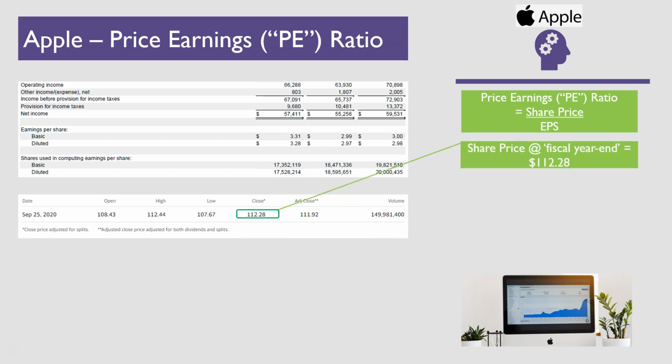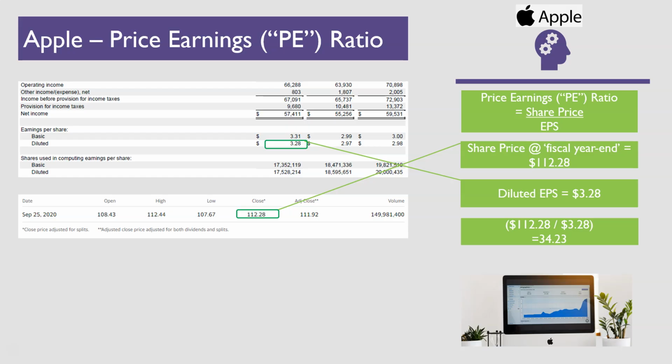Here, we'll start with the share price at the fiscal year end for Apple, which closed at $112.28. And then here we have the diluted earnings per share of $3.28. When we take the share price over the diluted earnings per share, we come up with a PE ratio of 34.23. So what does this mean?